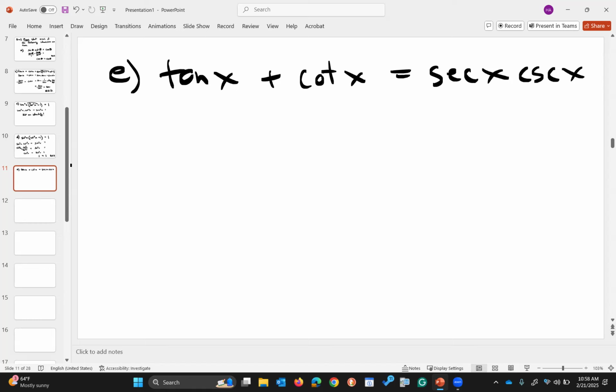Try this one yourself. This is a little bit more difficult one. You do the one side, do the other. And as you make things simpler and simpler and simpler, you should be able to sort of see, oh, that's what I need to do to connect.